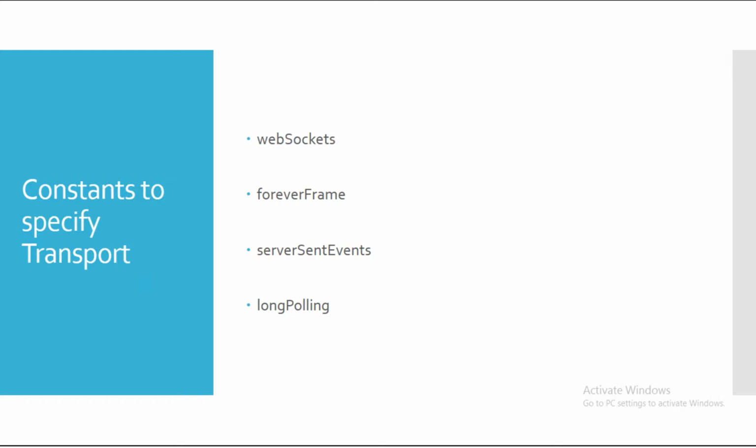These are the constants that you can specify for the modes of transport. The first one is WebSockets, or you can use forever frames, server sent events, or long polling. You can use these string constants in the JSON that I defined, which will be sent at the start method when creating a connection, defining what type of transport you want to use.